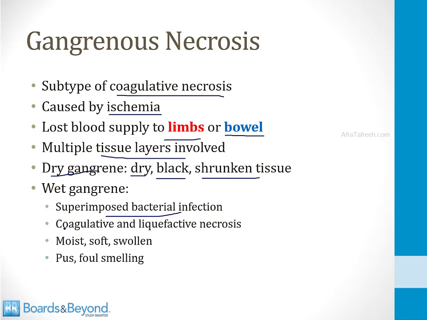What's happening here is that you have the coagulative necrosis of gangrene, but also liquefactive necrosis from an infection. And as a result, the tissue looks moist, soft, and swollen. Because it's moist, it's called wet gangrene. There's often pus from the infection, and it's very foul smelling. If you ever see a patient with this, you will never forget because it smells horrible.